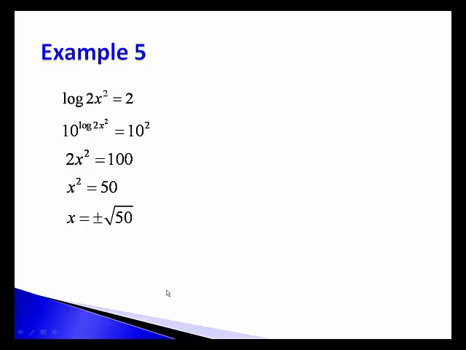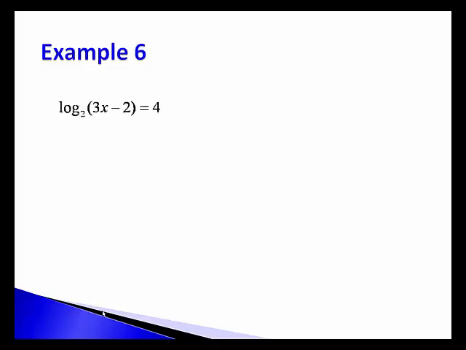Therefore x is equal to plus or minus the square root of 50, which means x is approximately equal to plus or minus 7.071068. Our next problem is log base 2 of 3x minus 2 is equal to 4. I'll exponentiate, and this time I'll be using 2 as the base on both sides.